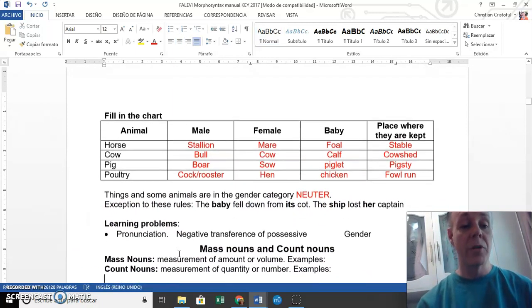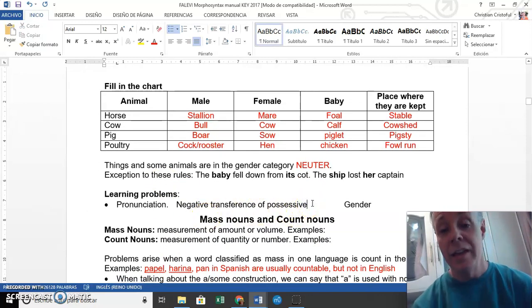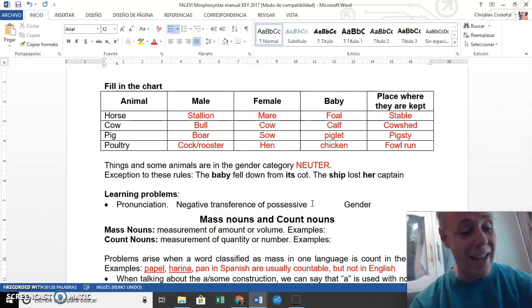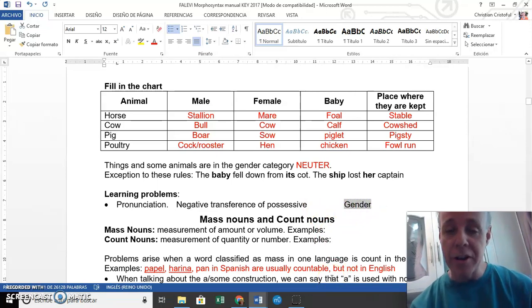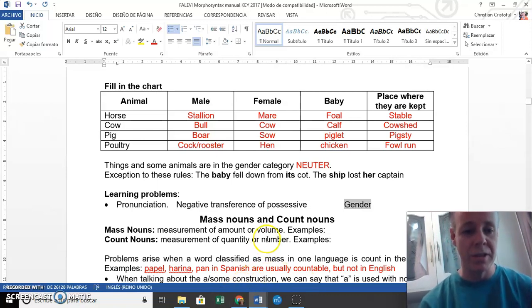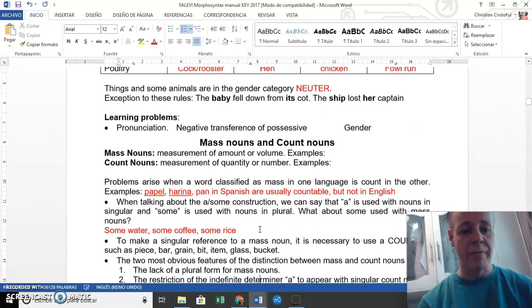Okay. So pronunciation is a problem, negative transfer of possessive, because instead of the teacher's car, you say the car of the teacher. We say like that because of Spanish. And gender issues. Okay, this refers more to English speakers learning Spanish, because they never know if mesa is female or male. Okay, so they have many problems with gender. Clear? Questions? Okay, I have five more minutes.